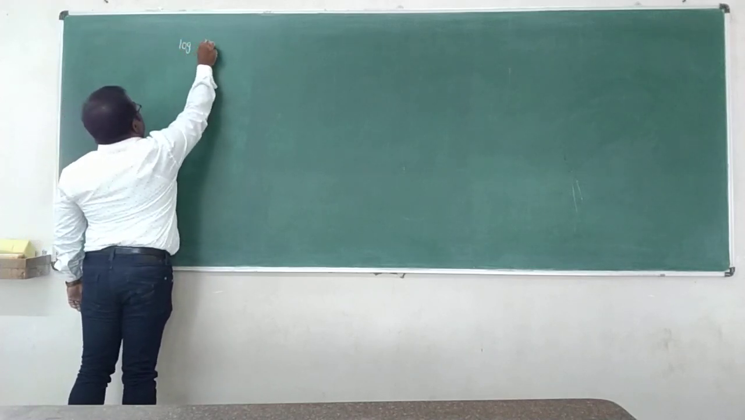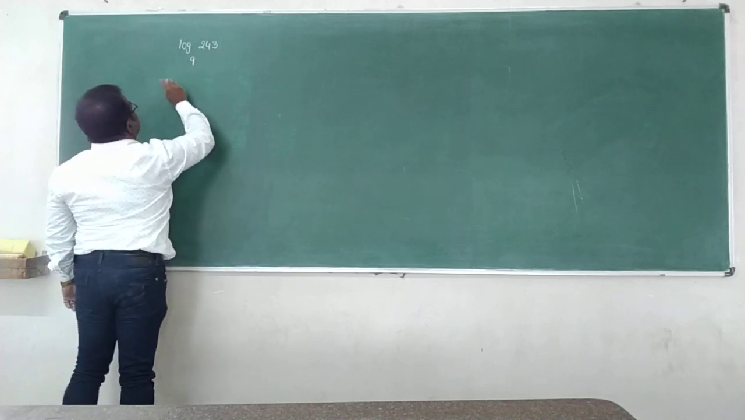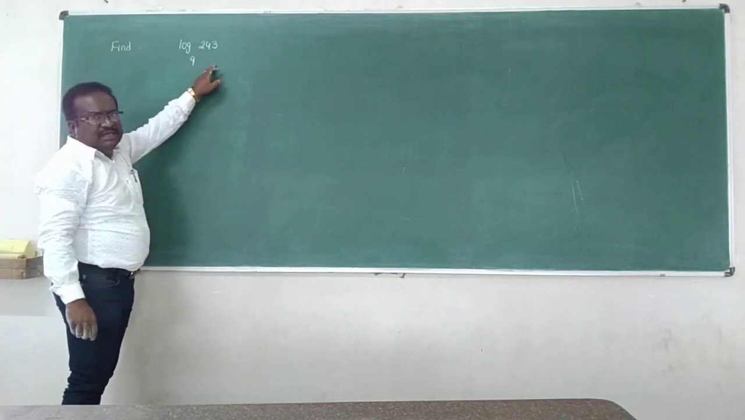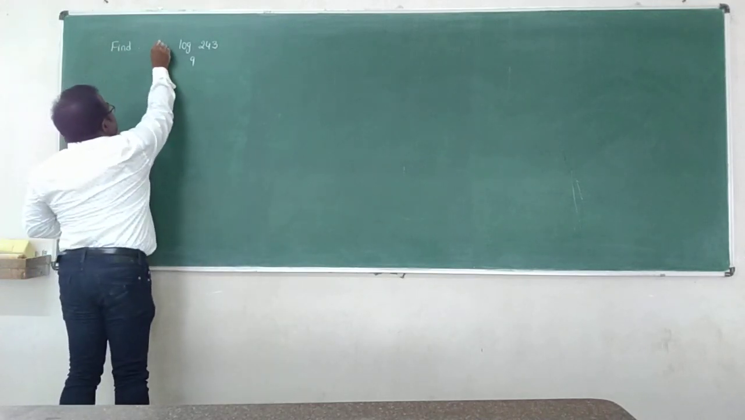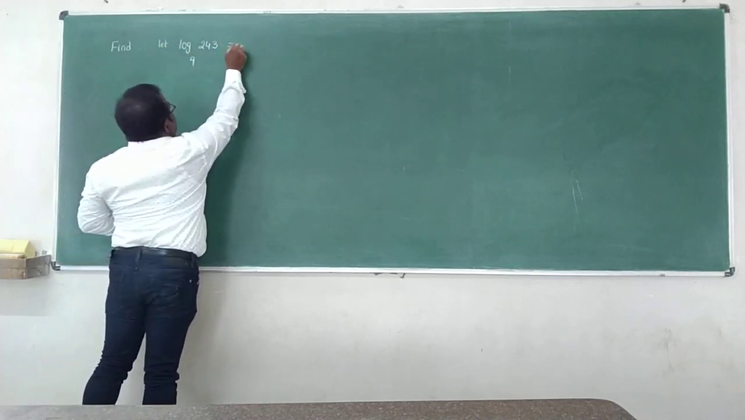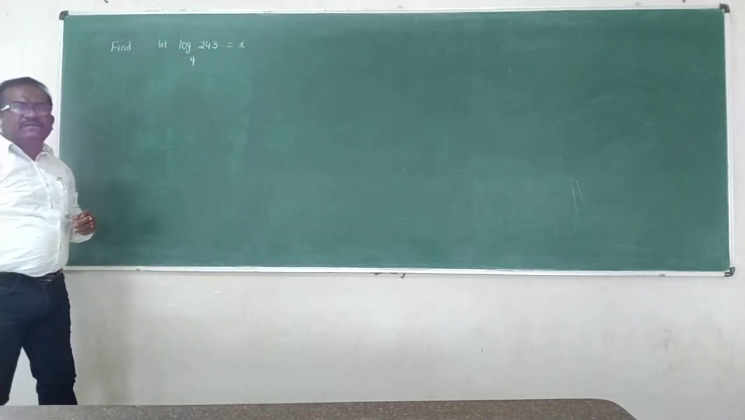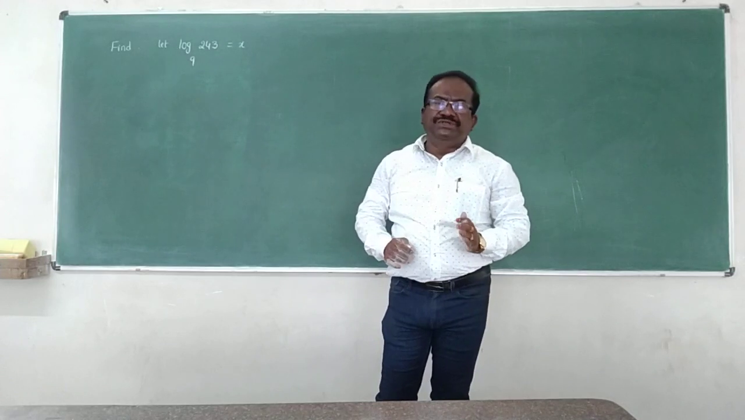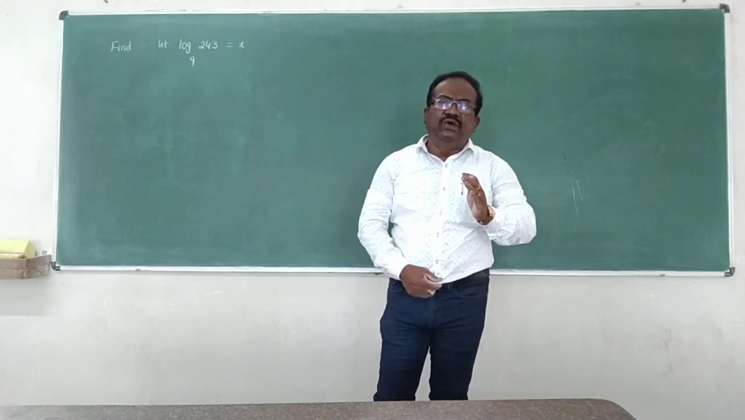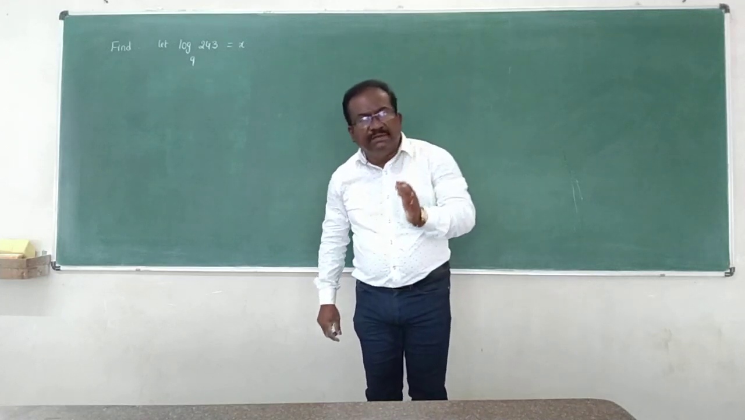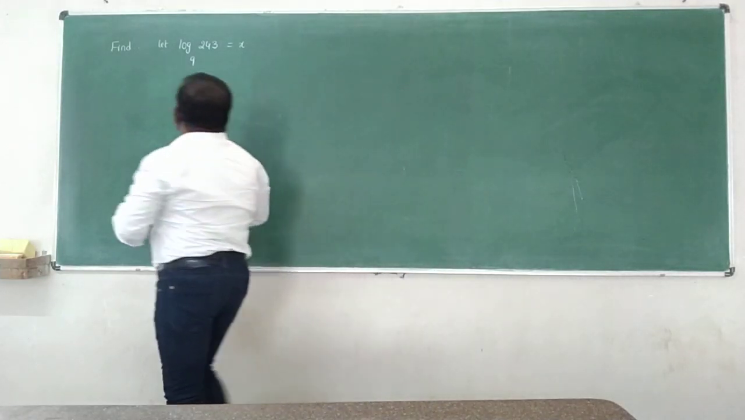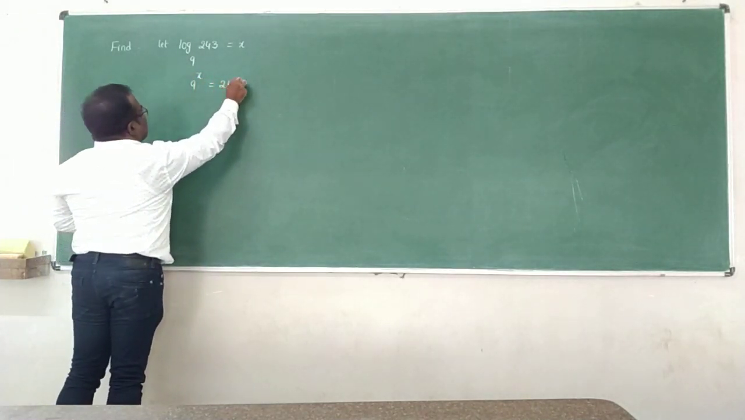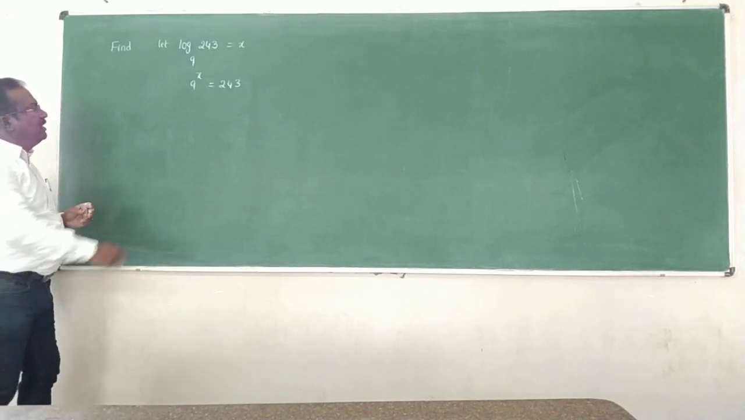Find the value of log 243 base 9. Already we have done this previously. The first step is: let log 243 base 9 is equal to x. First step, whatever we want to find, consider that as x. Now what is step 2, children? Converting the logarithmic form into exponential form. That is, 9 power x is equal to 243.